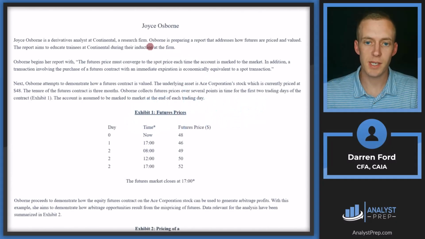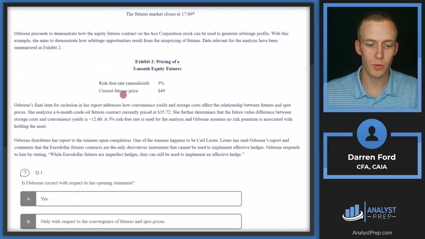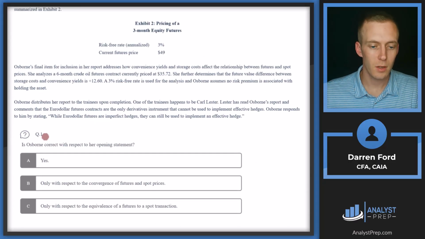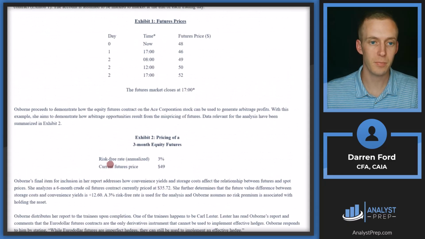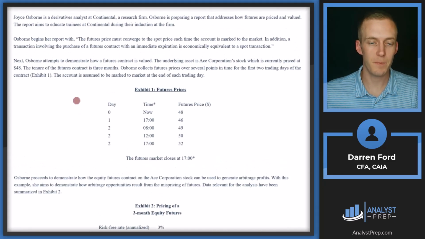All right, we're looking at the Joyce Osborne case study here. Let's scroll down and read that first question. Question 1, is Osborne correct with respect to her opening statement? So we've got A, yes, or B, only with respect to convergence of future and spot price, or C, only with respect to equivalence of a futures to a spot transaction. So let's read till we get to that statement.